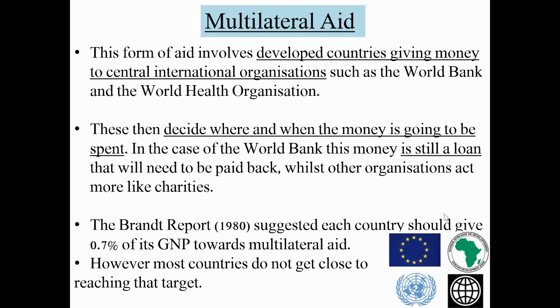Now, in 1980, something called the Brandt Report suggested that each country should give 0.7 percent of its GNP towards multilateral aid. Now, we know that we tend to use GNI nowadays. That's because this report is now 40 years old. But even today, countries are not getting close to that target. When I was at school, we looked at this.